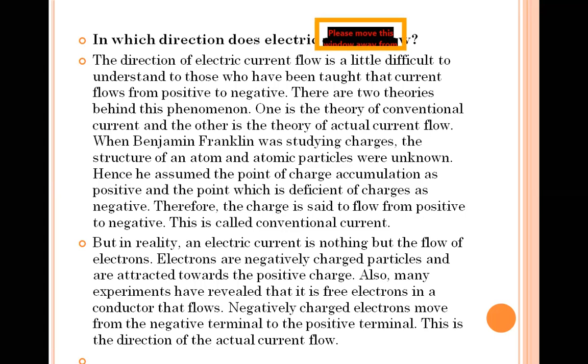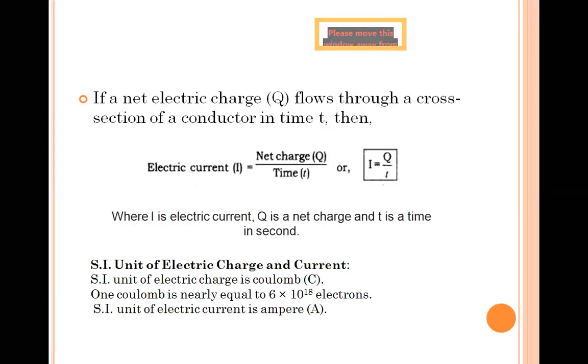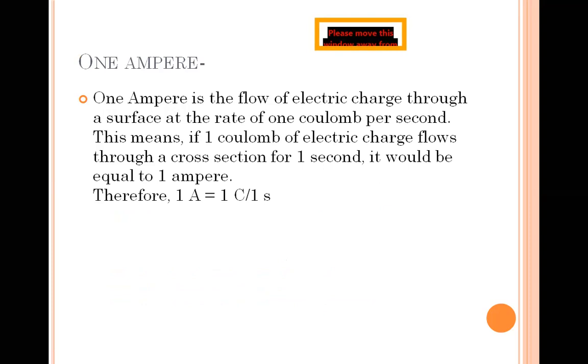So this is basically what electric current is, and it is denoted by the symbol I, where I is equal to Q upon T. Q is the total charge and it is written in coulomb, and T is in seconds, and the unit of I is ampere. So 1 ampere is equal to 1 coulomb upon 1 second. So just study all these things properly.